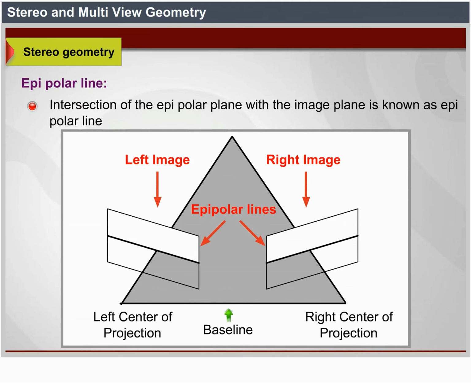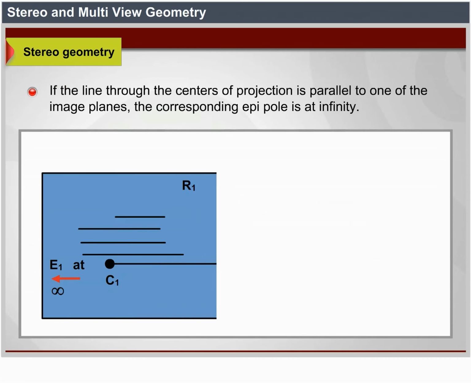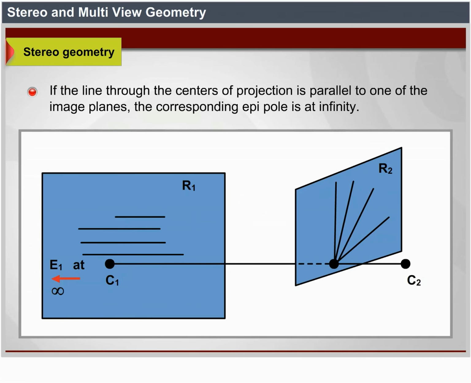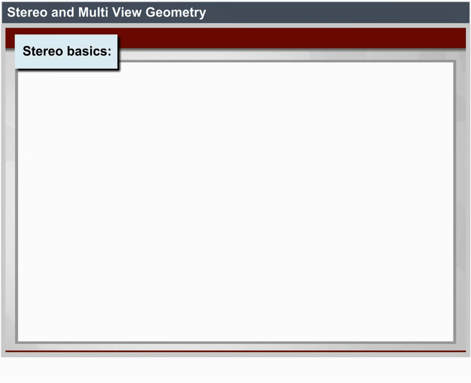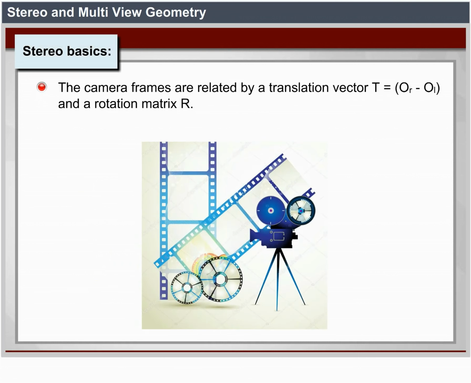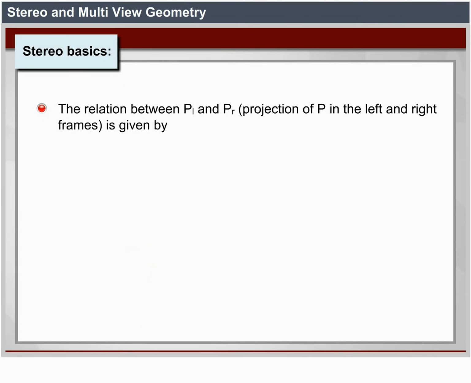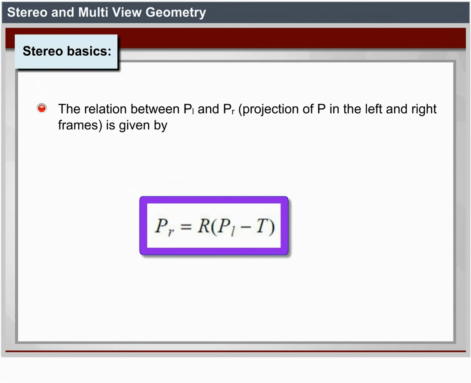If the line through the centers of projection is parallel to one of the image planes, the corresponding epipole is at infinity. Stereo basics. The camera frames are related by the translation vector T equals OR minus OL and a rotation matrix R. The relation between PL and PR, projections of P in the left and right frames, is given by PR equals R into (PL minus T).